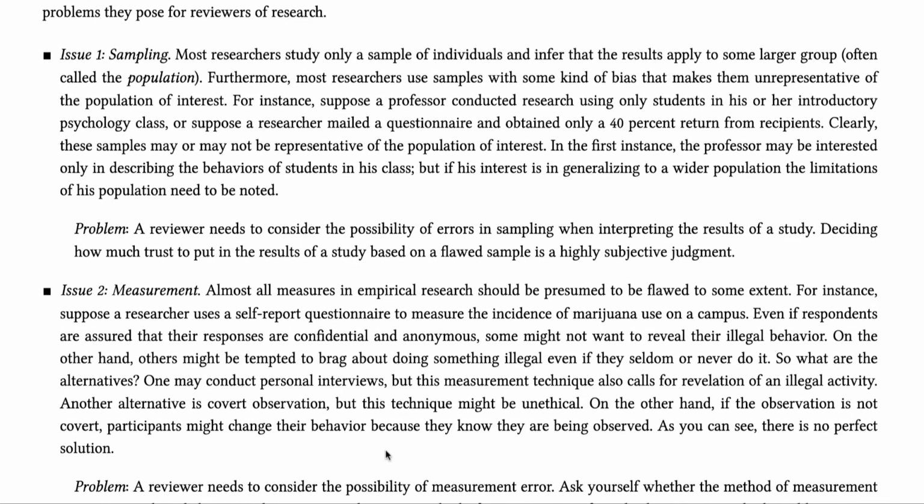Issue 1, sampling. Most researchers study only a sample of individuals and infer that the results apply to some larger group, often called the population. Furthermore, most researchers use samples with some kind of bias that makes them unrepresentative of the population of interest. For instance, suppose a professor conducted research using only students in his or her introductory psychology class. Or suppose a researcher mailed a questionnaire and obtained only a 40% return from recipients. Clearly, these examples may or may not be representative of the population of interest.